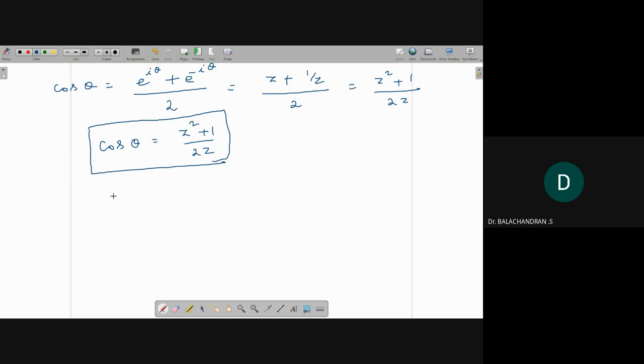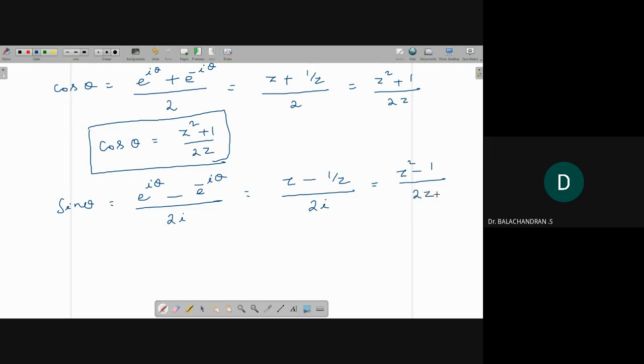Similarly, sine theta. Sine theta equal to e power i theta minus e power minus i theta divided by 2i. So e power i theta is z minus e power minus i theta is 1 by z, divided by 2i. So this is equal to z square minus 1 divided by 2zi, or 2iz. So sine theta equal to z square minus 1 by 2iz. So this is another result.